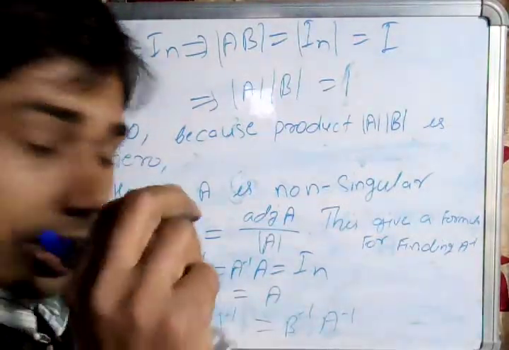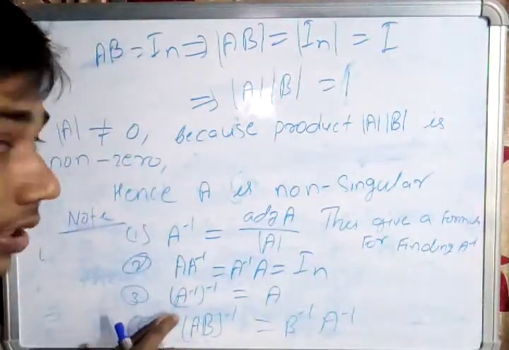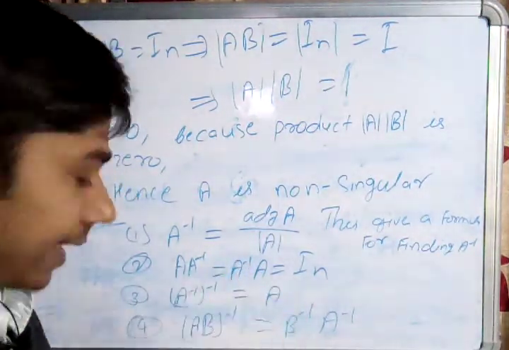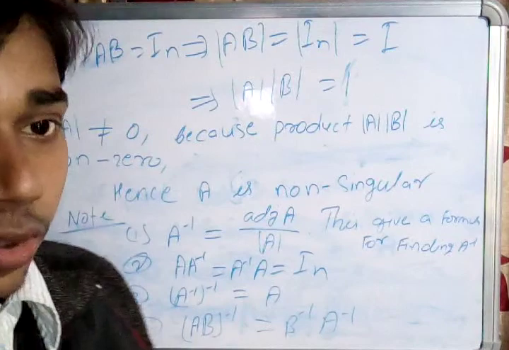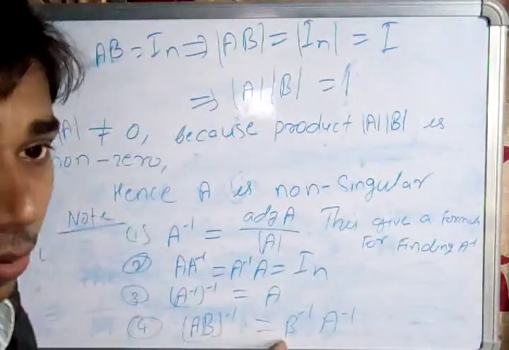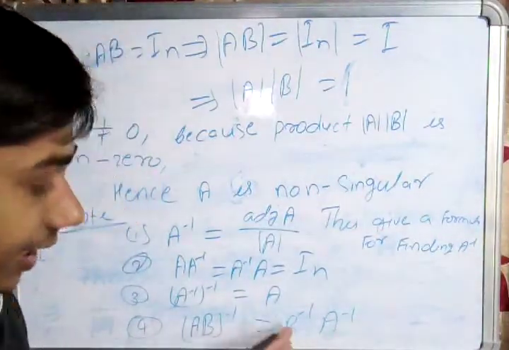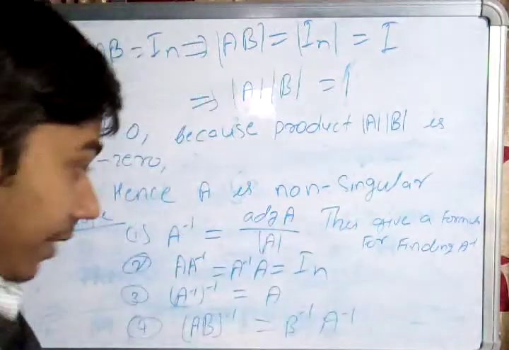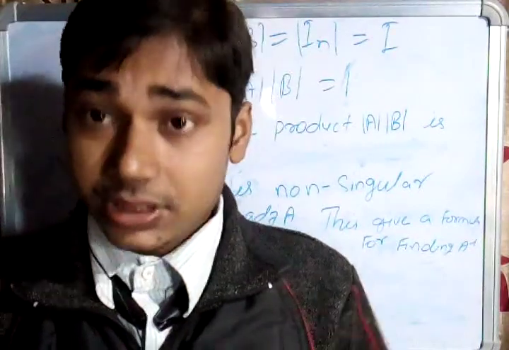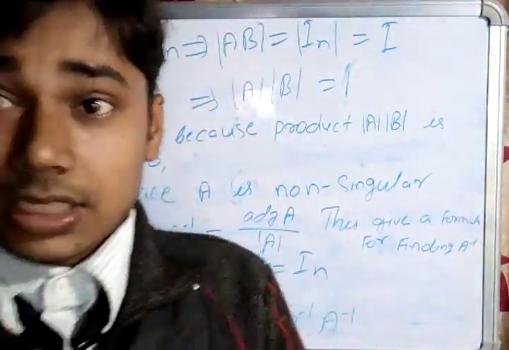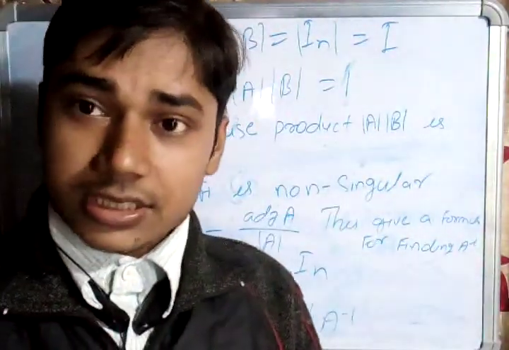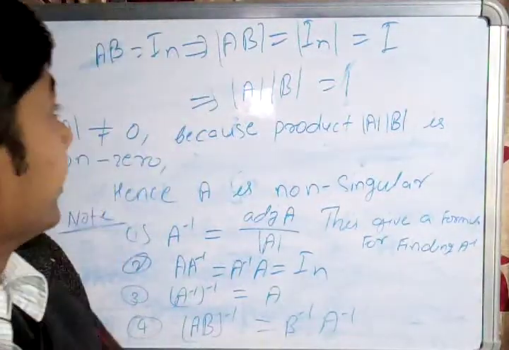Next note: the inverse of the inverse of A is equal to matrix A, and the inverse of the product A B is equal to inverse of B times inverse of A. Tomorrow we will take a very important matrix and apply this method to it.